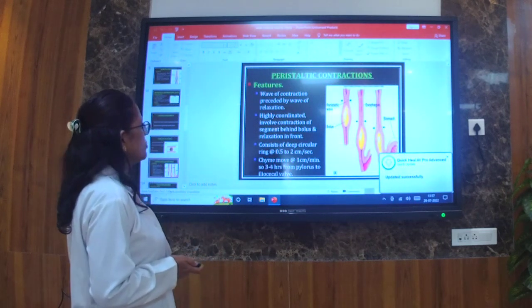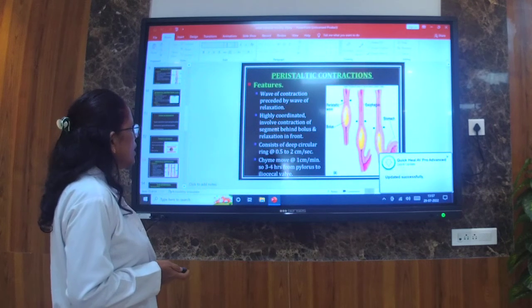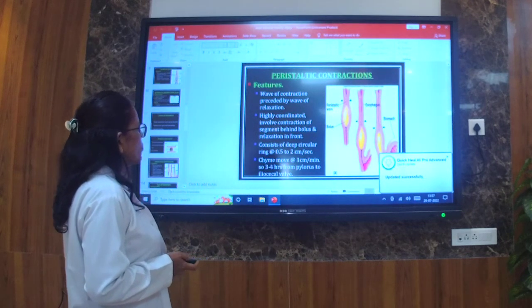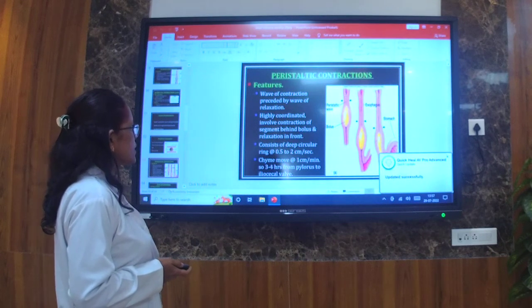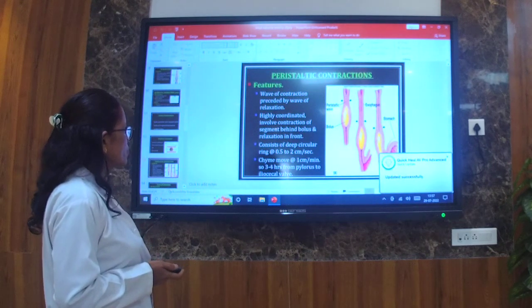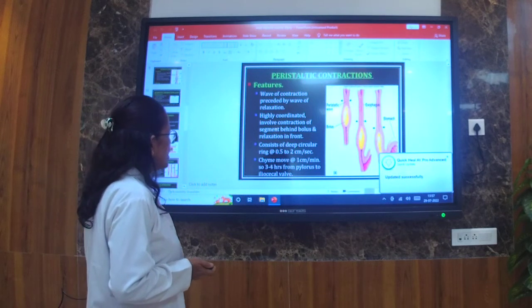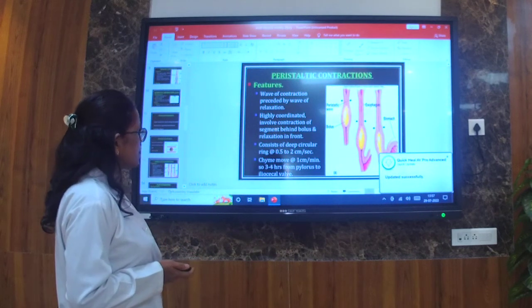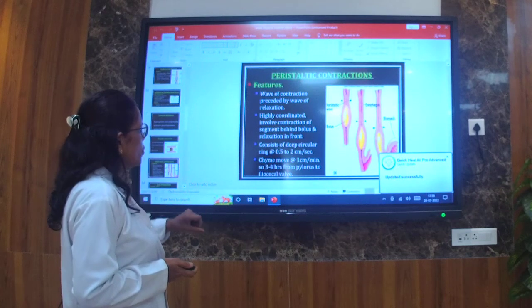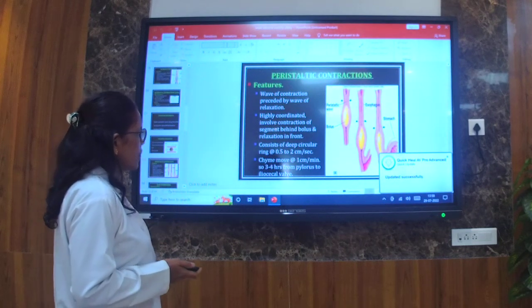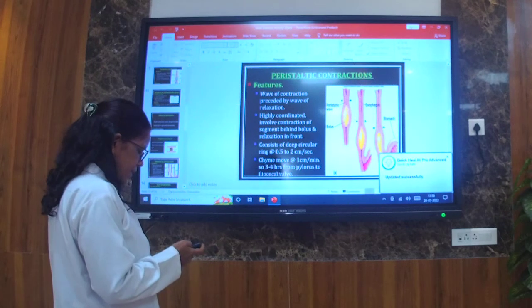So here the diagram shows the peristaltic wave. At the proximal end there is a peristaltic ring, then the bolus; in the next part relaxation is there, so the bolus can pass forward, then again there is a constriction ring. So food or bolus can easily move forward because of these peristaltic waves.